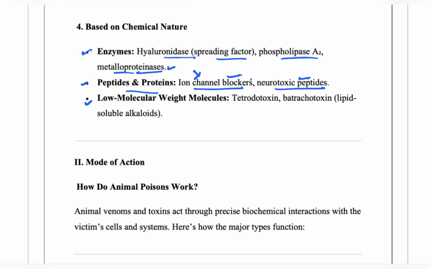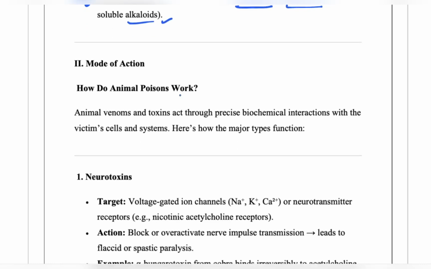So some kind of signaling will be blocked, right? Then low molecular weight molecules like tetrodotoxin, batrachotoxin, lipid soluble alkaloids. So these are the chemical nature of the poison. So poison can be anything. It can be an enzyme, it can be a peptide protein, or it can be an alkaloid, right? So these are basically the classification basis.